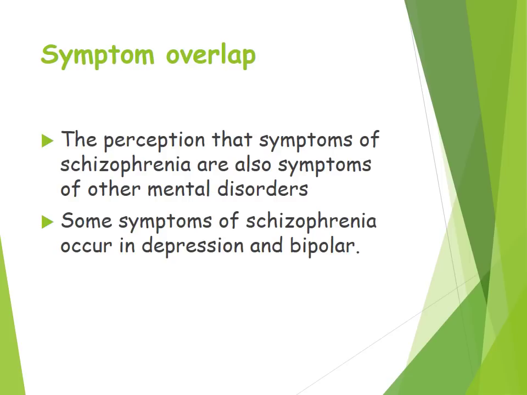Now, symptom overlap. This is when the symptoms of schizophrenia are also symptoms of other mental disorders or mental health conditions. So in particular, some of the symptoms of schizophrenia occur in depression and bipolar. So most people who are diagnosed with schizophrenia have sufficient symptoms of other disorders that they could also receive at least one other diagnosis. So again, this draws into question whether we are valid in our diagnosis of schizophrenia, or are we just misdiagnosing another disorder? So symptom overlap can have a massive impact on that validity of diagnosis.